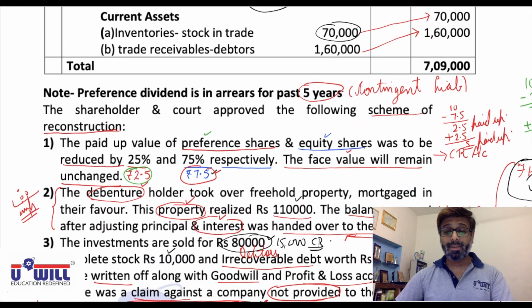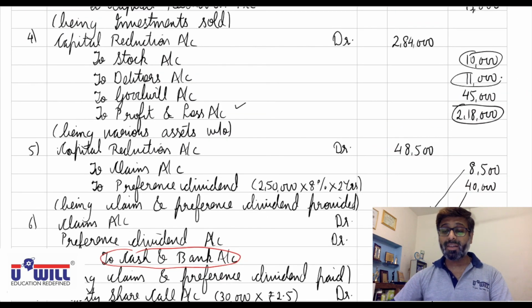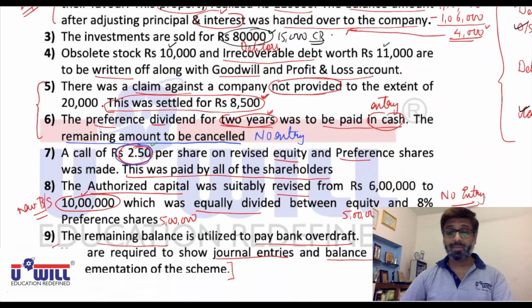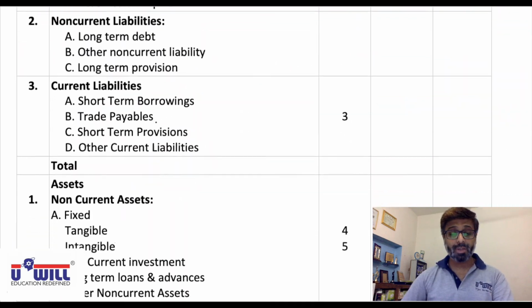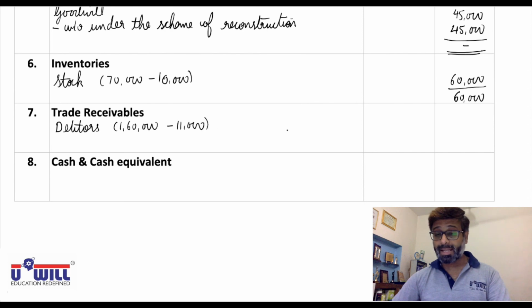Then after that, trade receivables are 1,60,000, from which 11,000 is written off in 4th entry. So next note would be note number 7, trade receivables, debtors. From 1,60,000, 11,000 is written off. So 1,49,000 will come for trade receivables, and that itself will be the total.